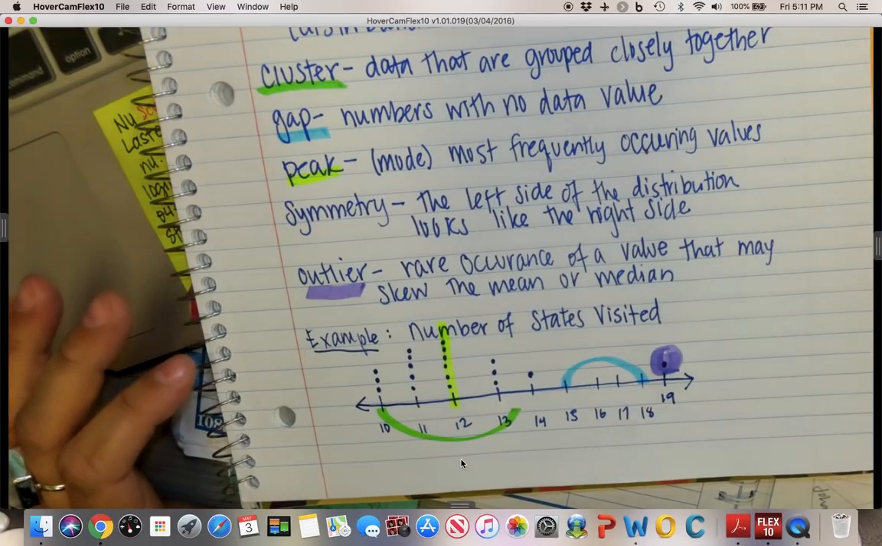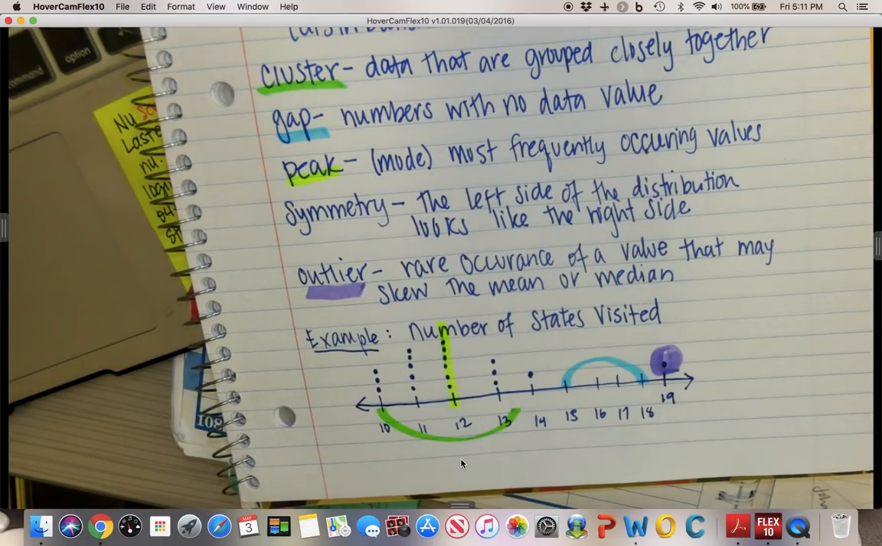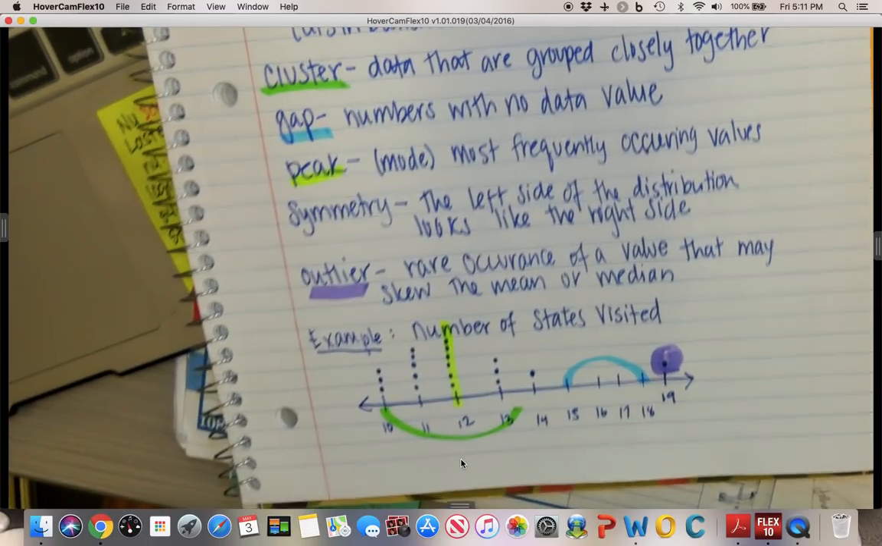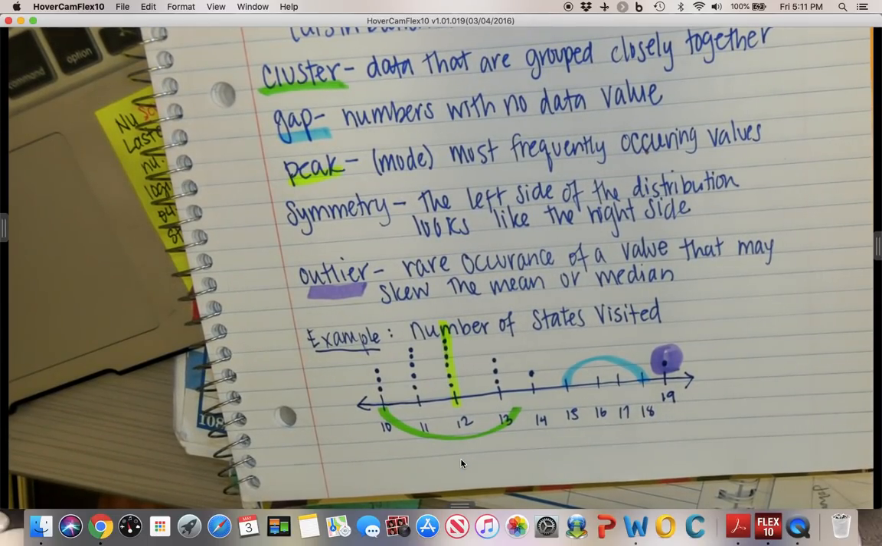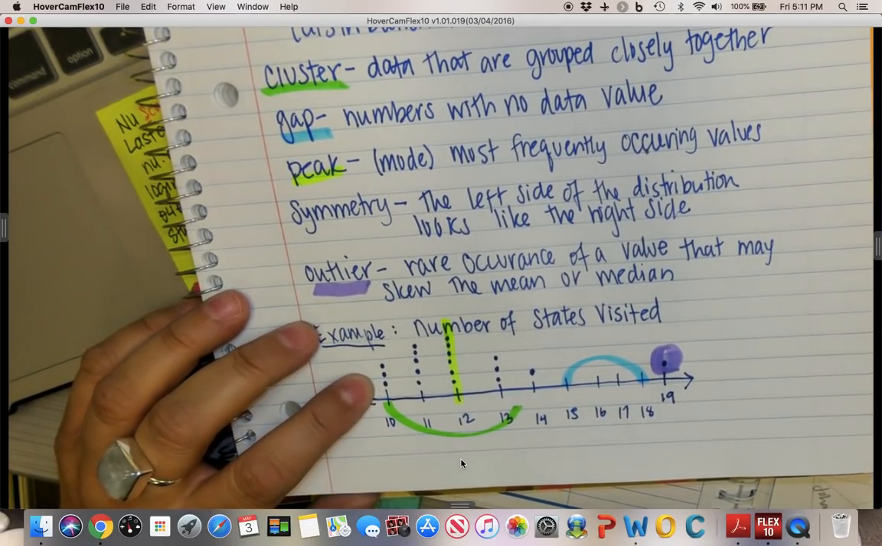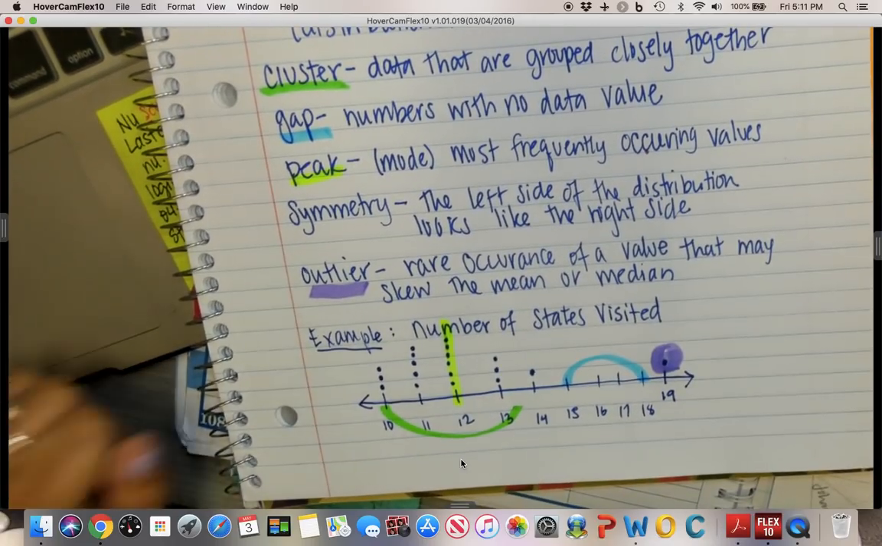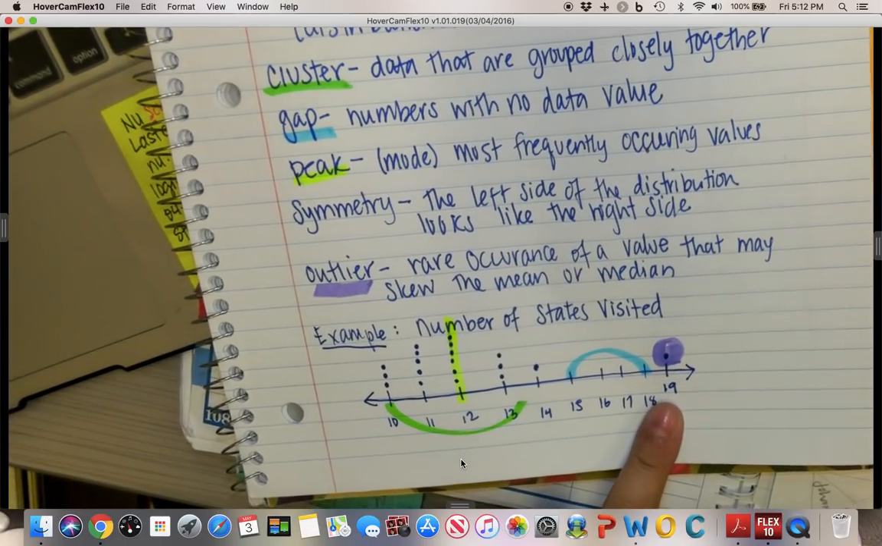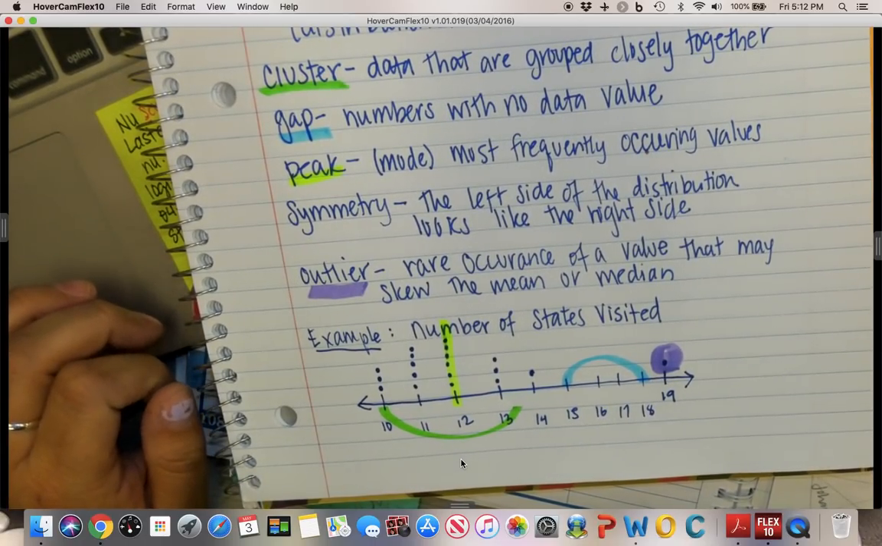When you talk about data and it asks you to describe it or tell about it, what can you see? Just look at it and what can you tell? You can say the most number of states visited was 12. The least number of states visited was 10. Actually, that's incorrect. The least visited amount of states was 10. That's right. Sorry. You can also say 1 person visited 14. You can say 1 person visited 12.